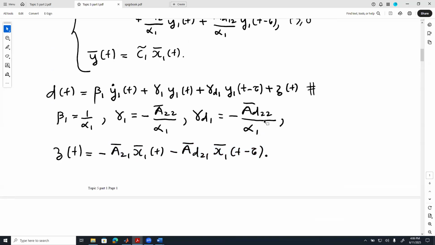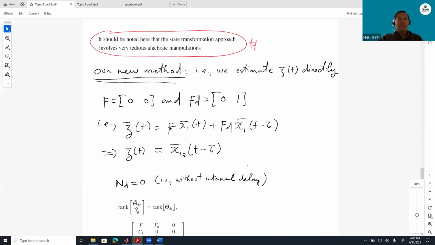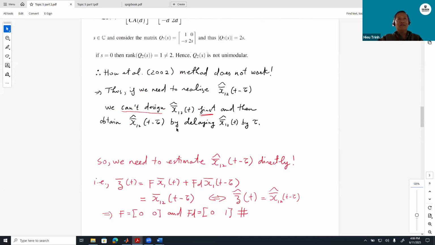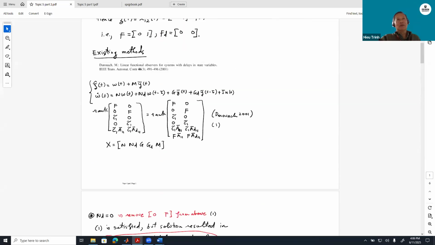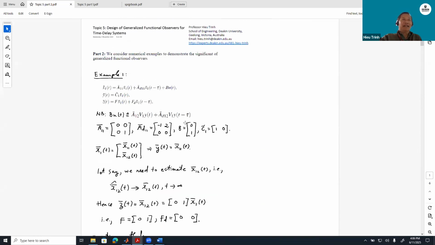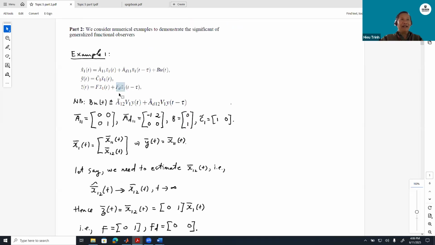So in the next topic, please join me, where we continue to look for more examples to demonstrate the significance of generalized functional observers. Particularly, we will take 2 more examples for this class of time delay system, and we will demonstrate that we can design a delay state observer systematically by just tweaking the term FD in here, make it FD non-zero.